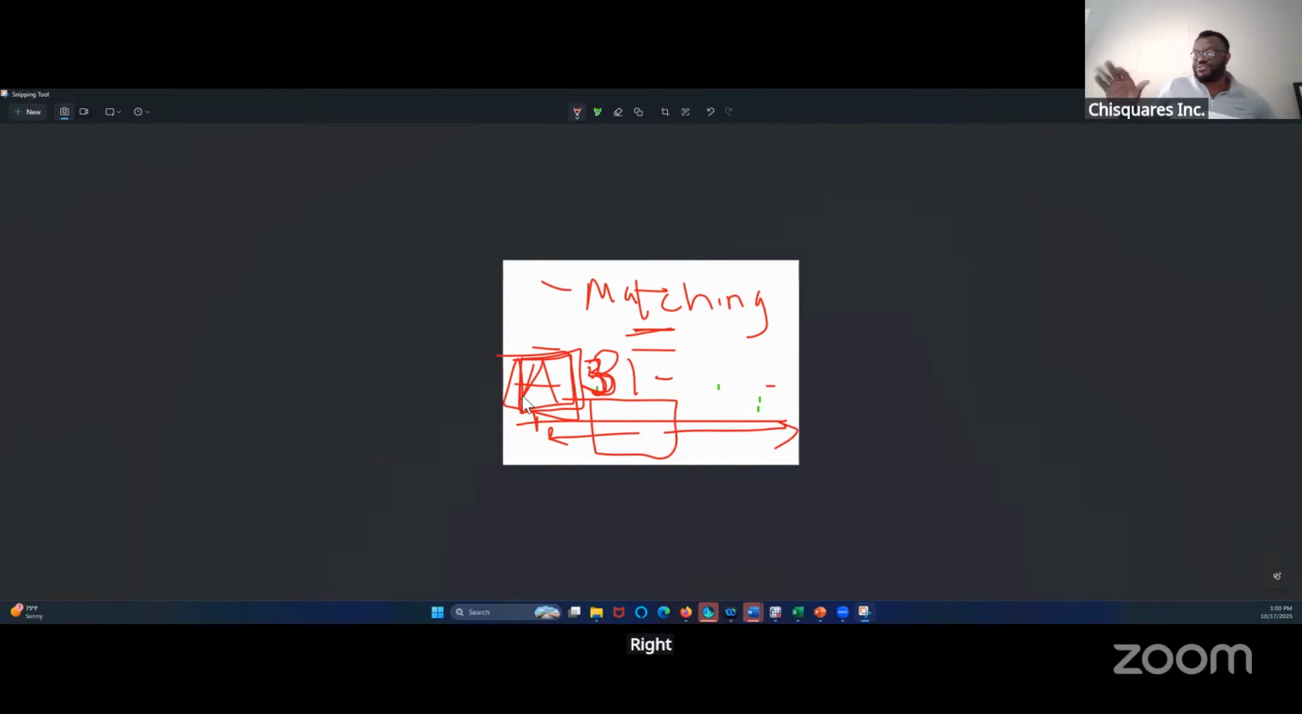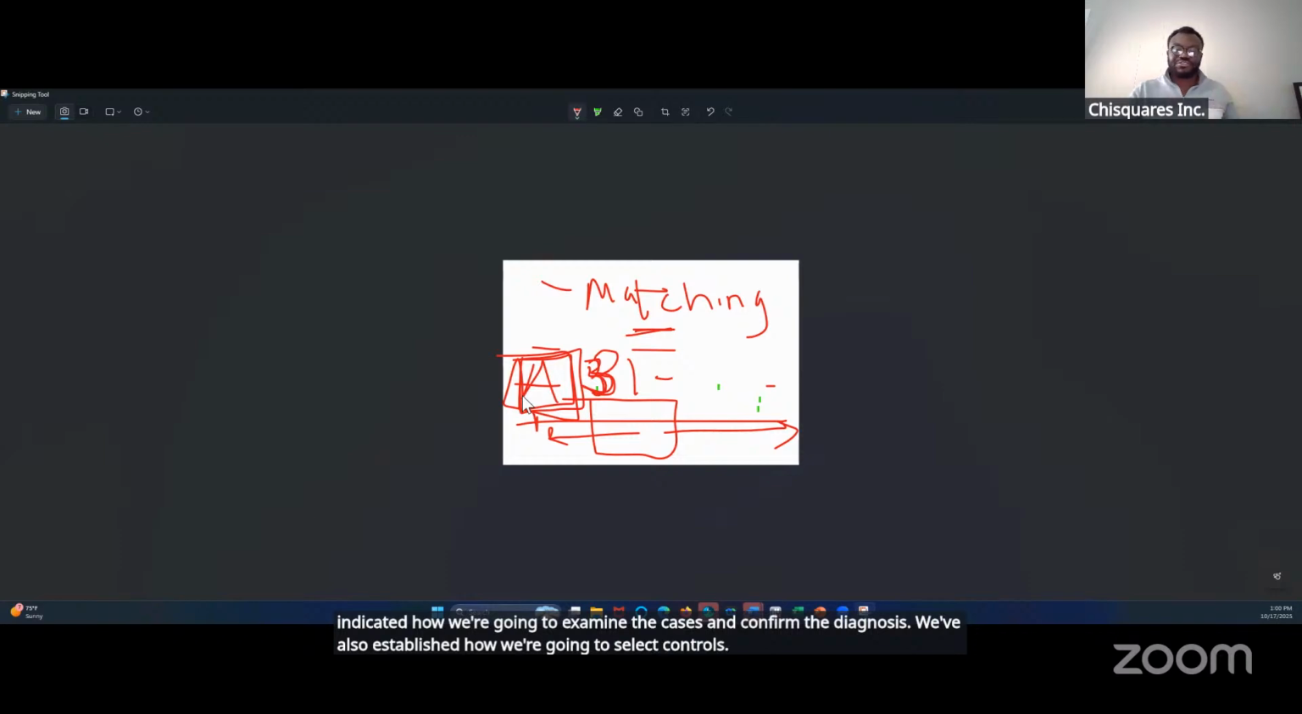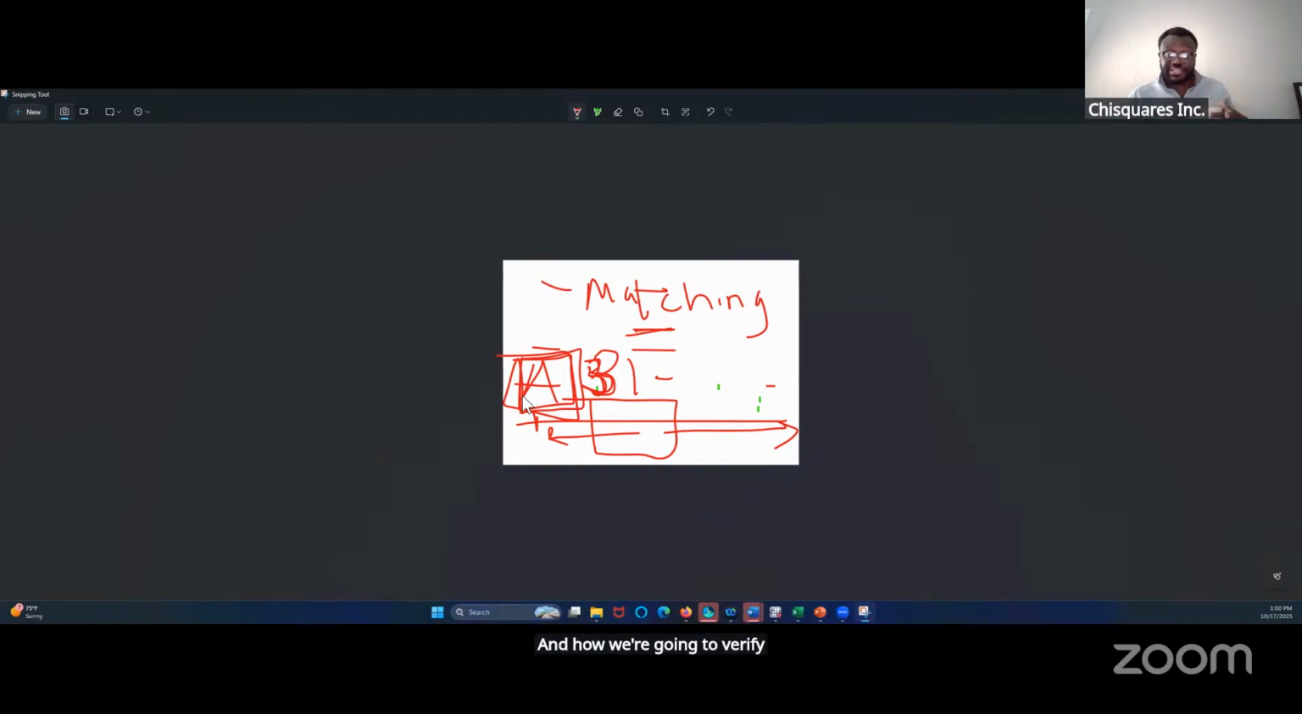Right. So far we've identified our cases. We've indicated how we're going to examine the cases and confirm the diagnosis. We've also established how we're going to select controls and how we're going to verify that they're actually controls. So what next at this point? We said we're going to select, somebody mentioned, 4 controls per case. Again, why do we have that number? Why are we not going 1-to-1?